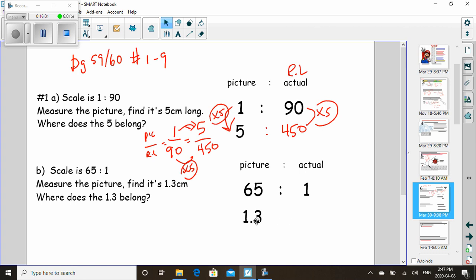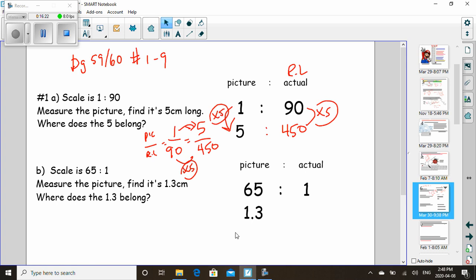Therefore, the 1.3 must be compared to the 65. It might be a little bit counterintuitive because 1.3 is so close to 1 that you might put it versus the actual. Don't get fooled by that. Read the question, read the description, what it's telling you, and then decide where the number goes.